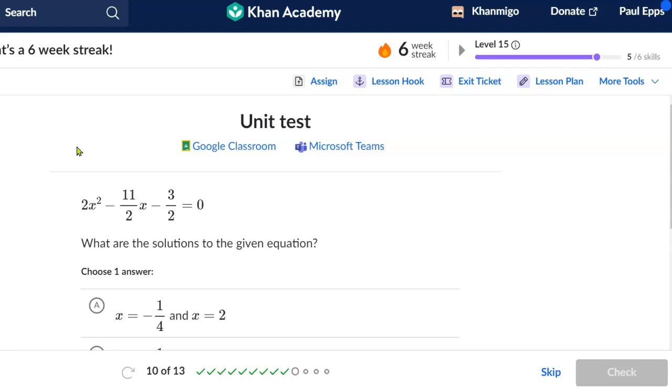Okay, what are the solutions to the given equation? Well, again, it's so easy to do with the calculator. It's not that hard to do it by hand either. If you multiply the whole thing through, I would multiply it by 2 to get rid of the fractions. So you'll get 4x squared minus 11x minus 3. If you factor that, you get 4x plus 1 and x minus 3.